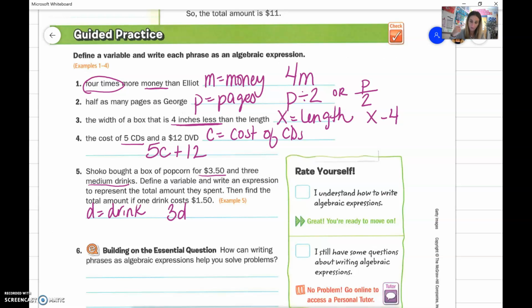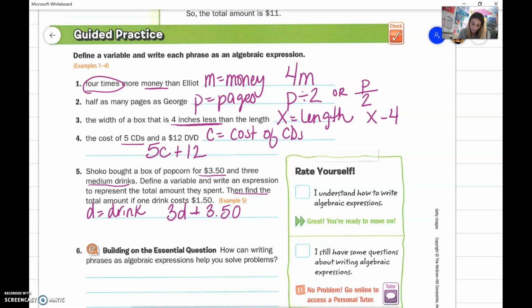Okay, so we have 3 drinks because we're going to take the cost of the drinks, multiply it by 3, and add our $3.50. Okay, now it says then find the total amount if one drink costs $1.50.